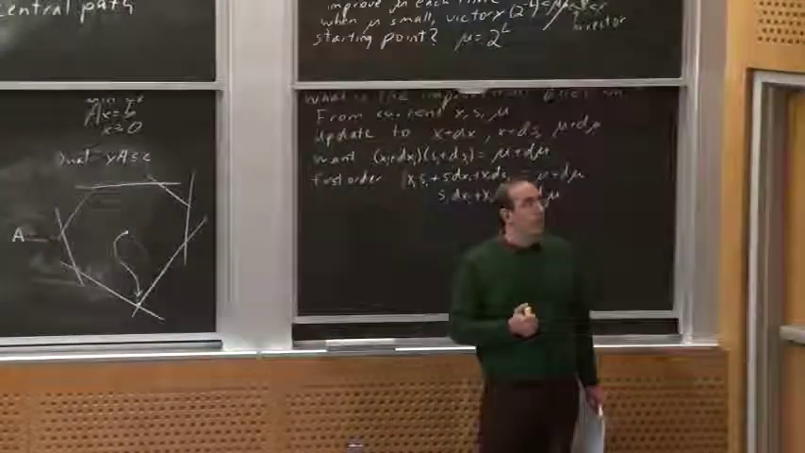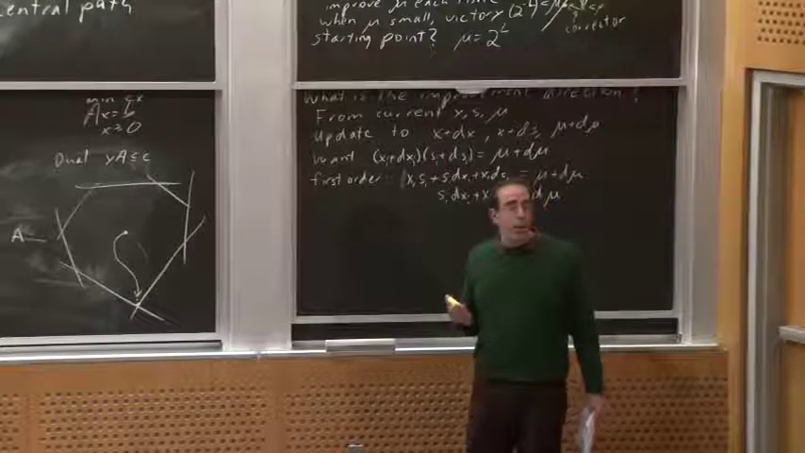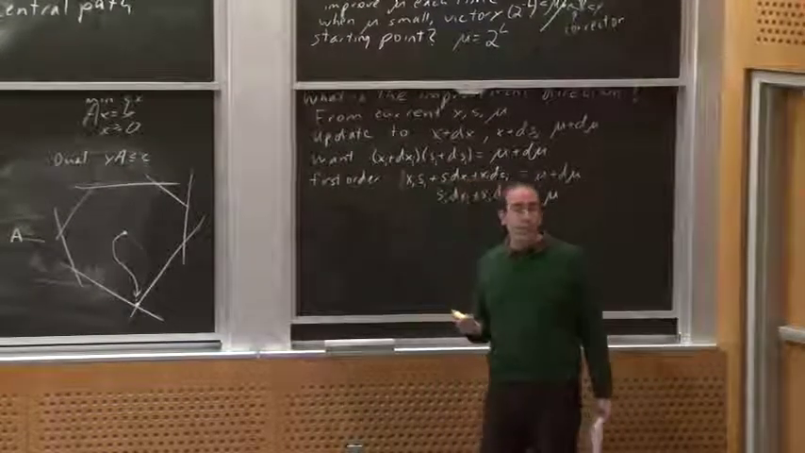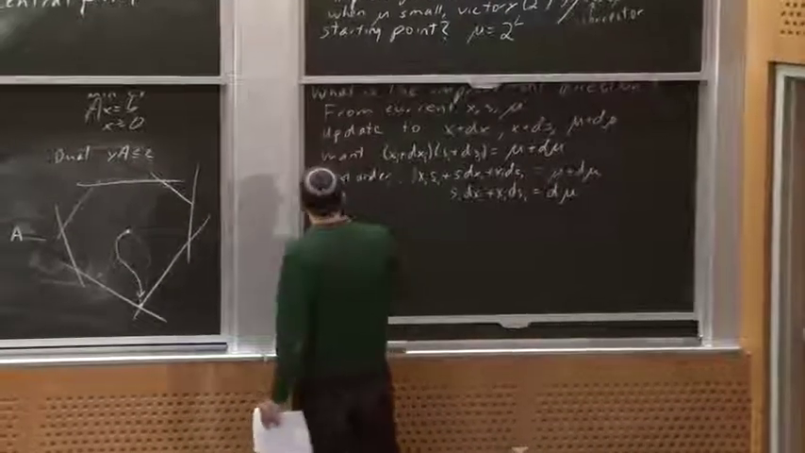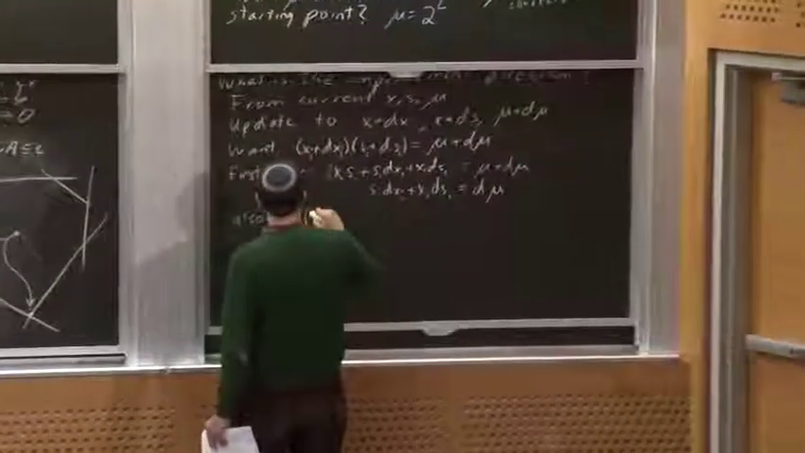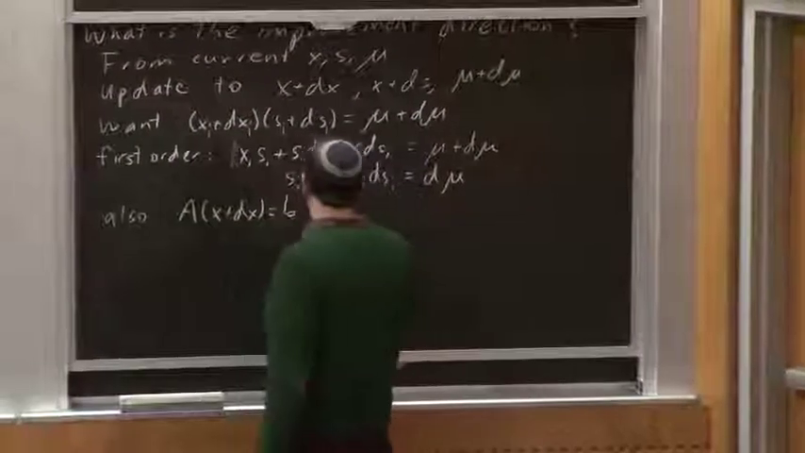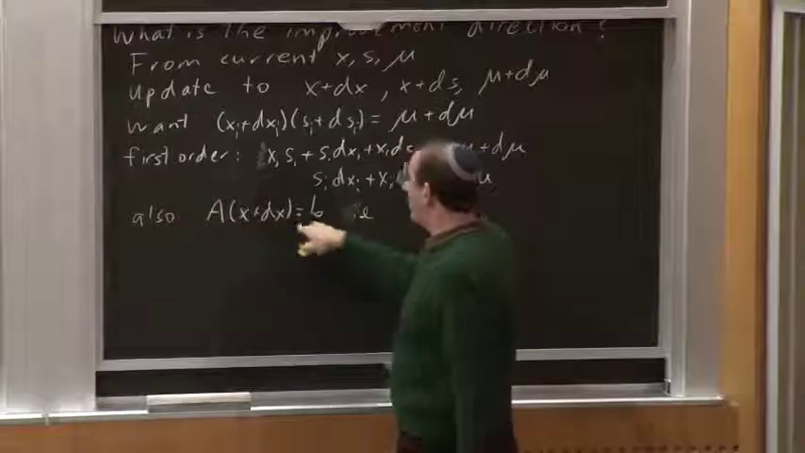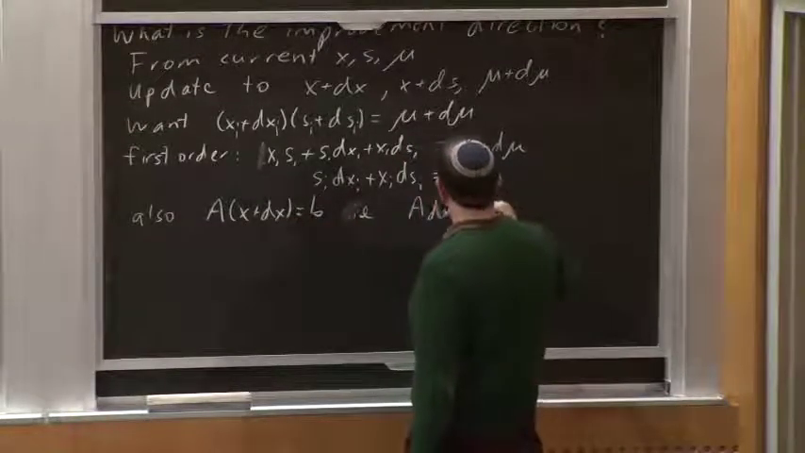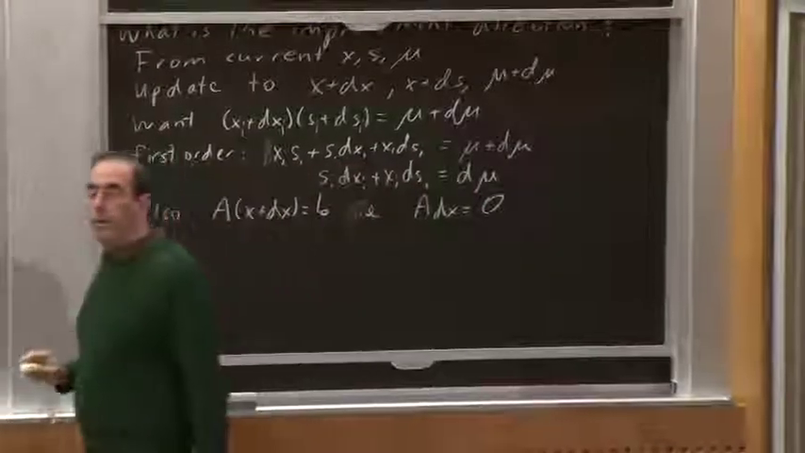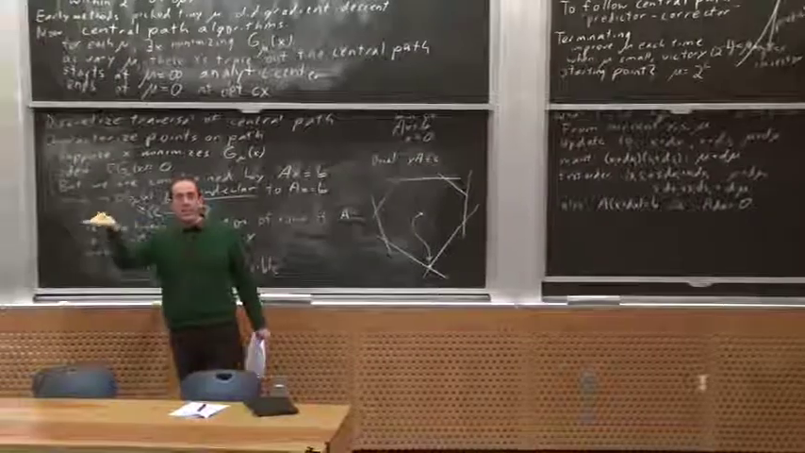Yeah? We have to stay feasible. Right, so x plus dx had better also live on the ax equals b hyperplane, right? So we also need a times (x plus dx) equals b, or in other words, since ax is equal to b, we need a dx equals 0, right? In other words, our direction of movement has to be inside of our feasible space.